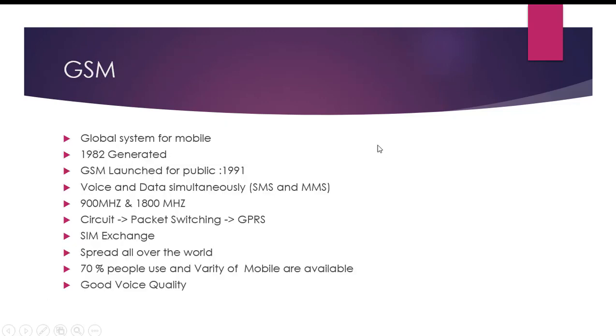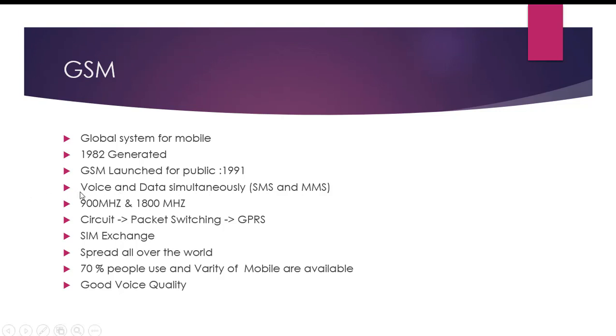Now, next are some of the important points related to GSM. First is Global System for Mobile. Every country uses it, and in most cases, if you go out of the country, it will also work because it is accepted worldwide. In 1982 it was generated, but it was launched publicly in 1991, and outside the country, it was published in 1993.